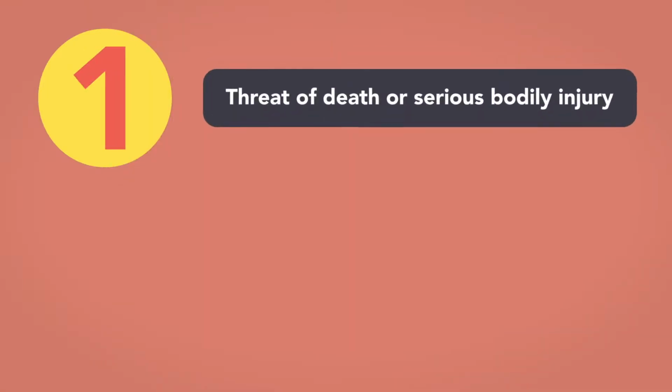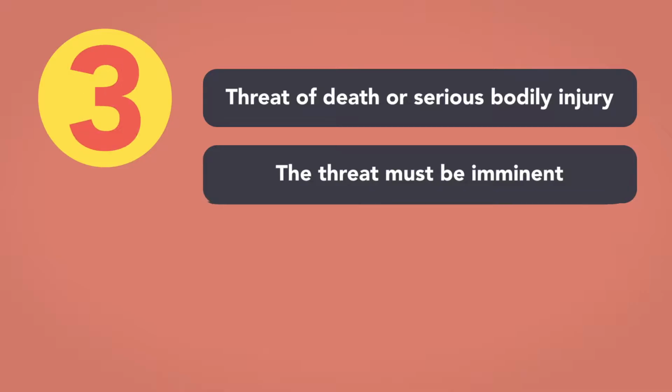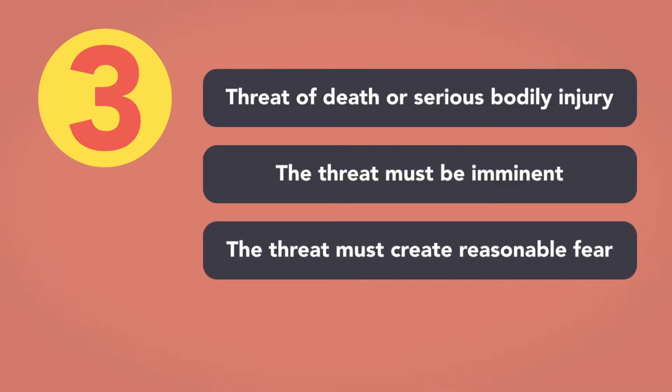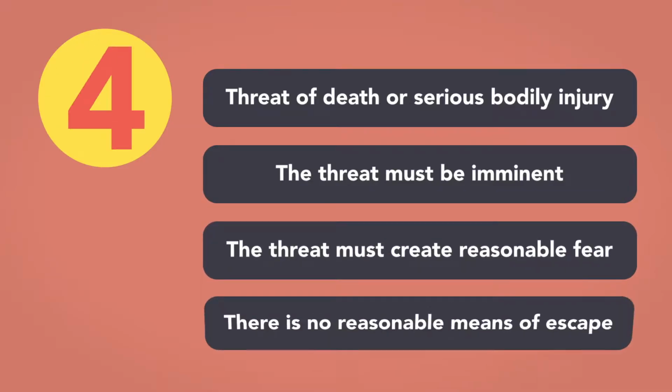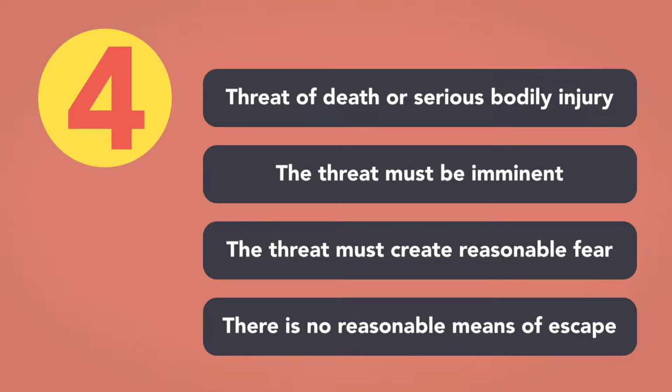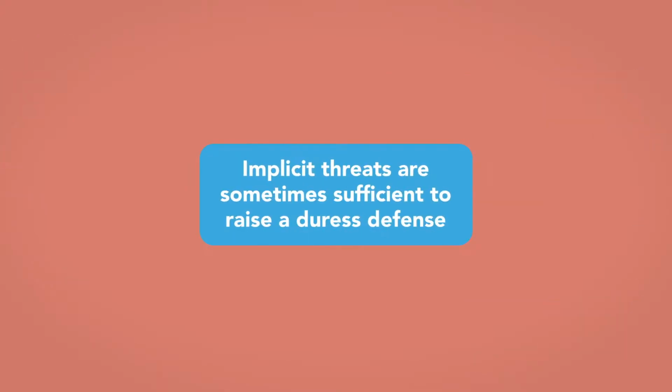1. Threat of death or serious bodily injury. 2. The threat must be imminent. 3. The threat must create reasonable fear in the actor. And 4. There must be no reasonable means of escape. Implicit threats are sometimes sufficient to raise a duress defense.